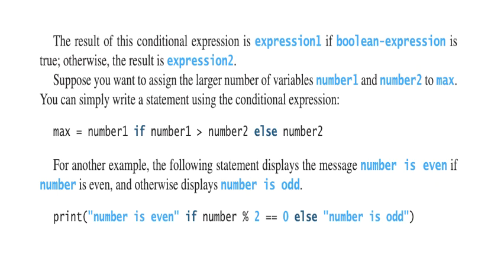For another example, the following statement displays the message "number is even" if number is even, and otherwise displays "number is odd". Print number is even if number % 2. So % 2 will check the remainder. If the remainder is 0, then the number is even, else the number is odd.